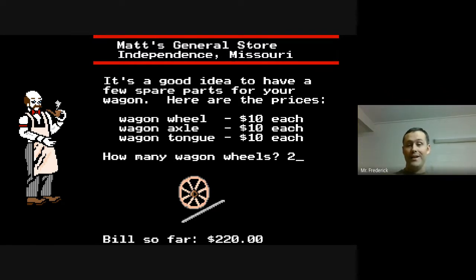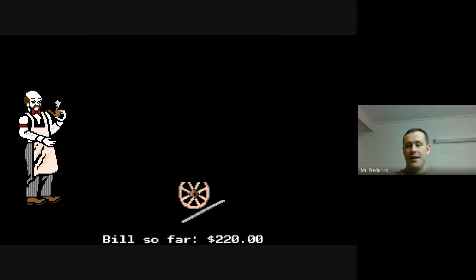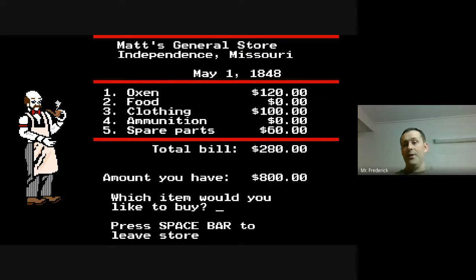Now, you can't buy like 10 of each because there's not enough room on the wagon. I'm probably going to get 2. I'm going to get wheels and axles break a lot. It's still stressful. I'm going to get 2 wagons, 2 wheels, 2 axles, and I'm going to get 2 tongues. All right, that only puts me at $280 so far. I think it's time to buy some food.